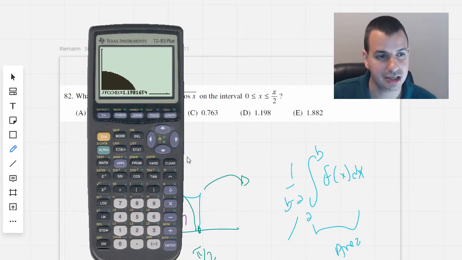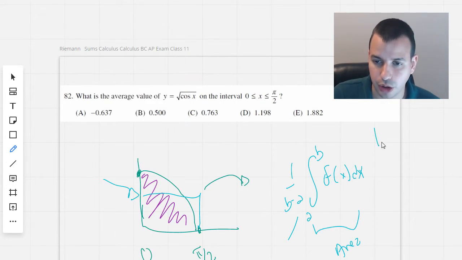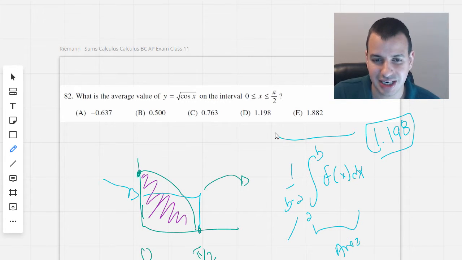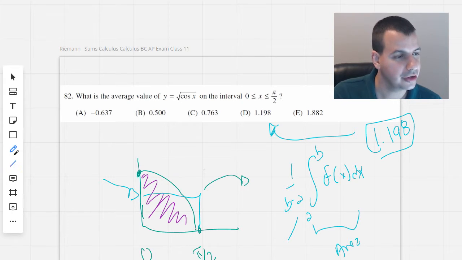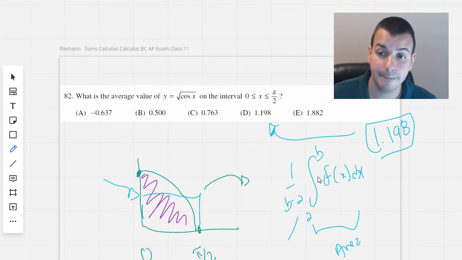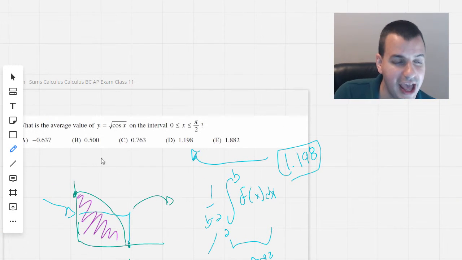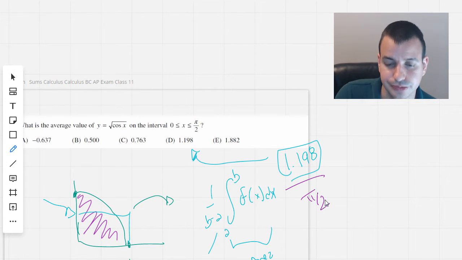It's giving us an approximation, which is 1.198. So we have 1.198, which is interesting because we can see that it's an answer right there. So that is the area under the curve. But we're not asked for the area under the curve, we're asked for the average value, which means we have to do this divide by pi over 2.